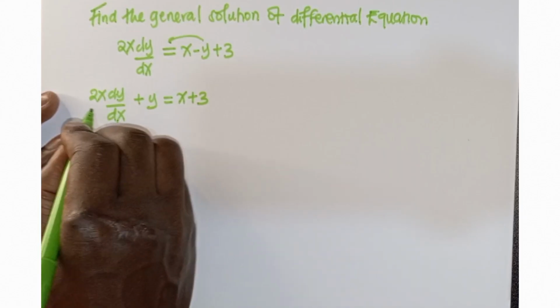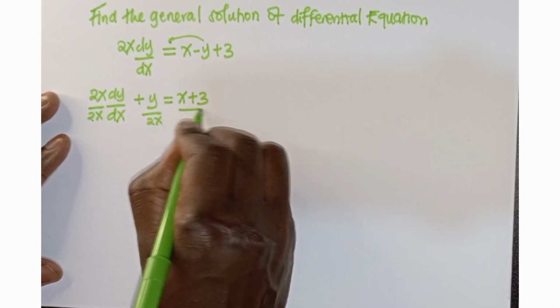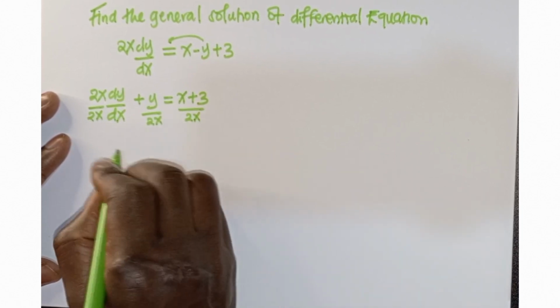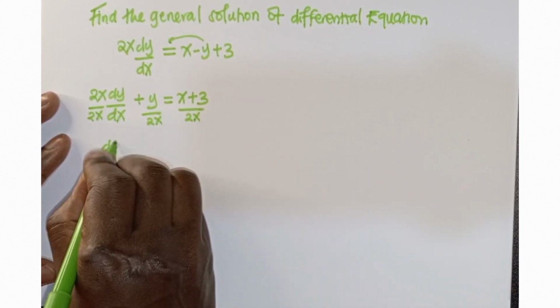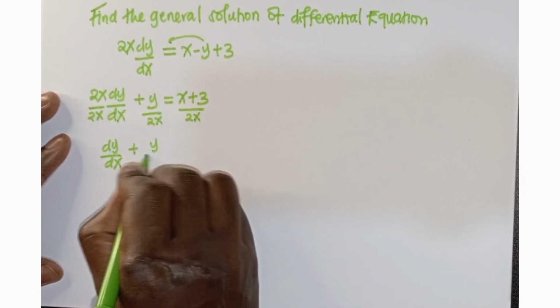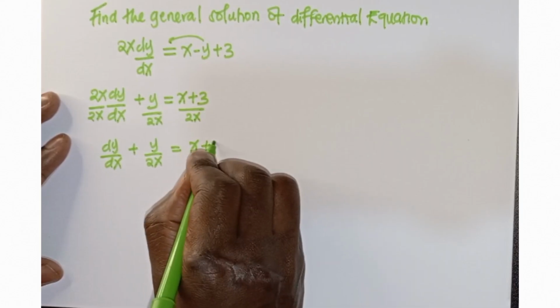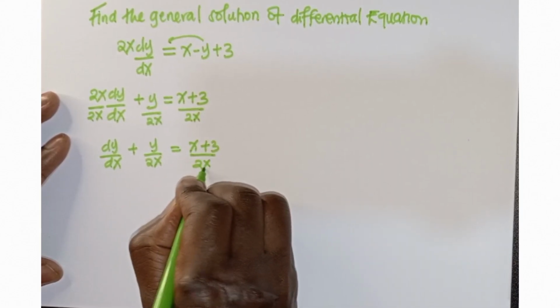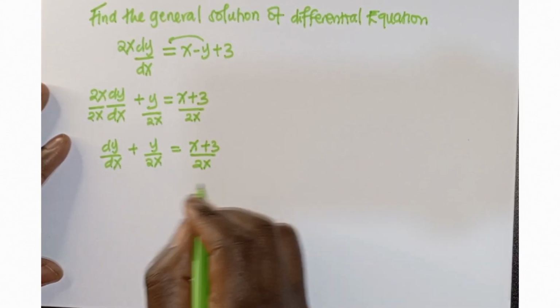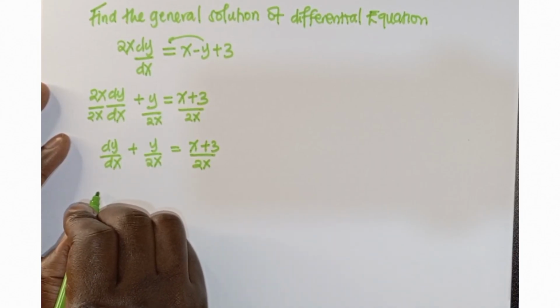We divide it throughout by 2x. Why are we dividing throughout by 2x? That's what I'm going to tell you in a second. So this is dy by dx plus y out of 2x is equal to x plus 3 out of 2x. So we are dividing throughout by 2x such that it is in the form of a linear DE.